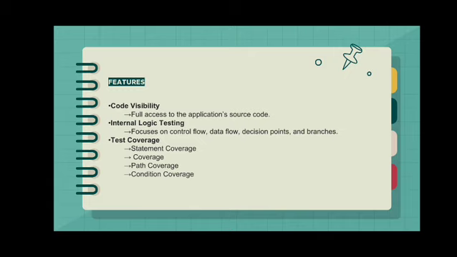Then, test coverage. This is a crucial step in white box testing. We measure how much of the code has been tested. The key types include statement coverage, branch coverage, path coverage, and condition coverage.